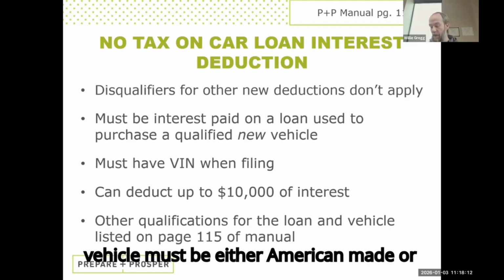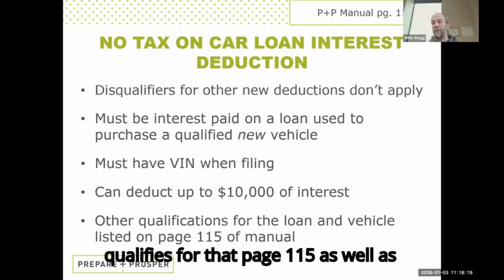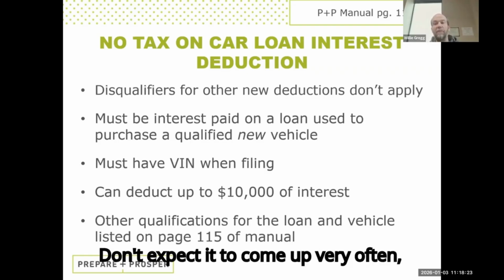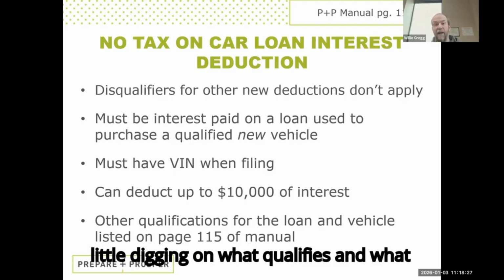The vehicle must be either American made or American finished. And what qualifies for that, see page 115, as well as the IRS instructions to dig in on that. Don't expect it to come up very often, but if it does, you may need to do a little digging on what qualifies and what doesn't.